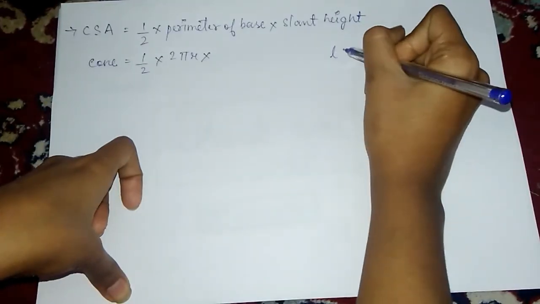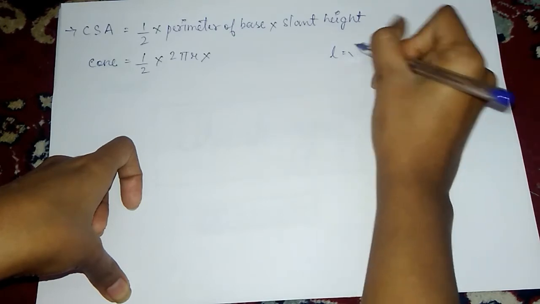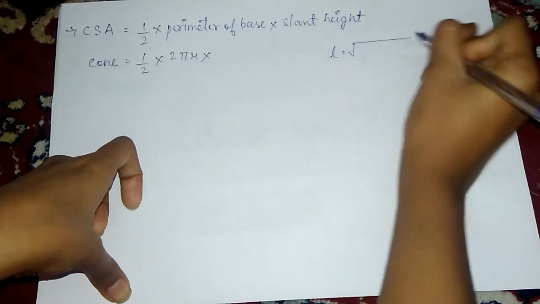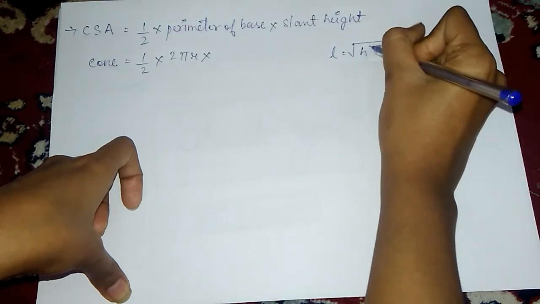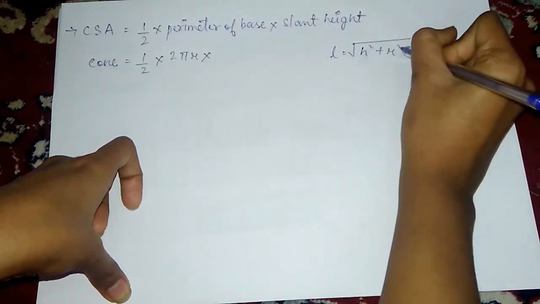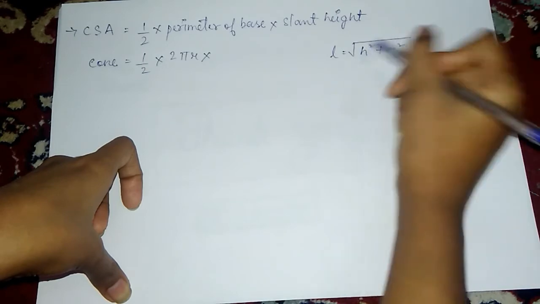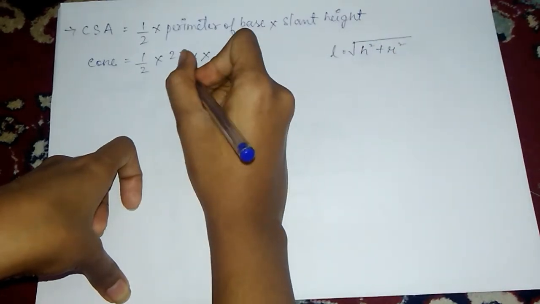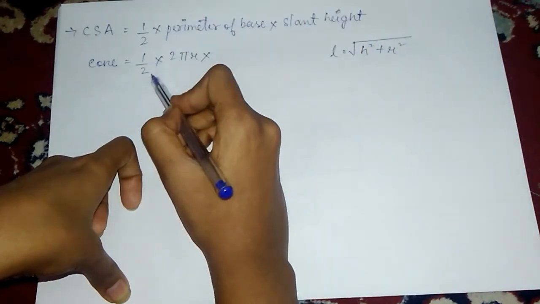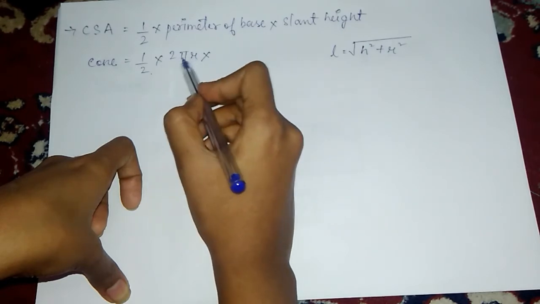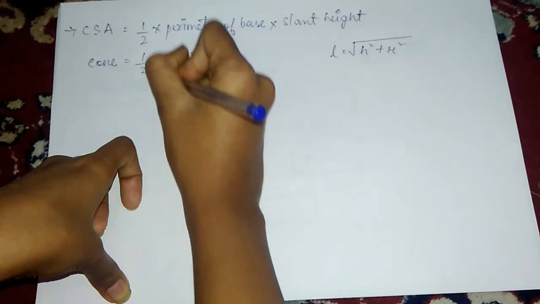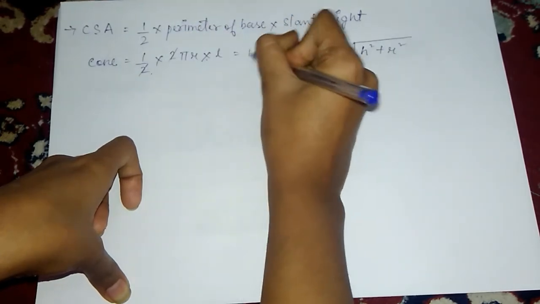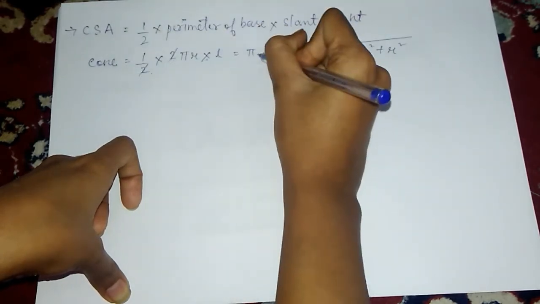Suppose L is the slant height, so L will be equal to root of h square plus r square. R is the radius, h is the height. So 1 upon 2 into perimeter of base, that is 2 pi r, into slant height, which is L. So 2 and 2 are cancelled. Curved surface area of cone is pi r L.